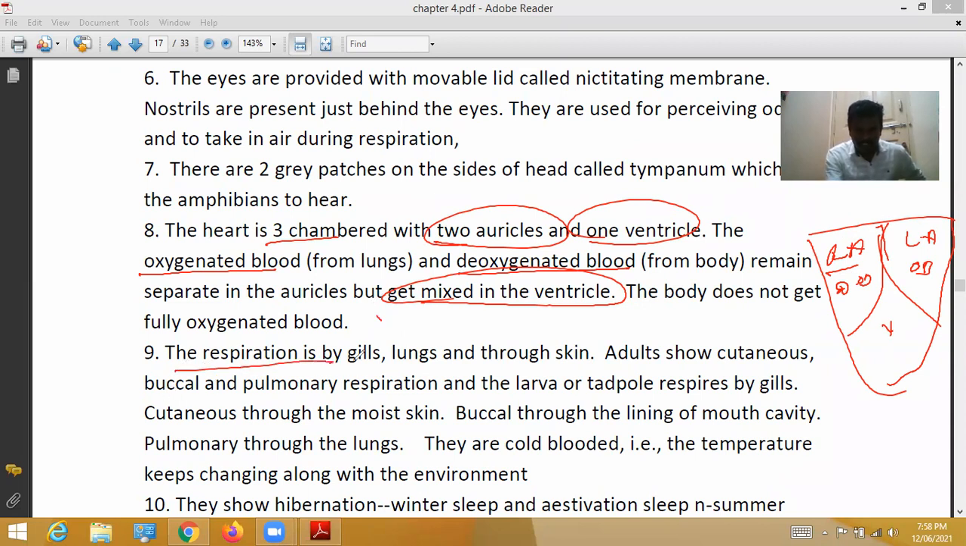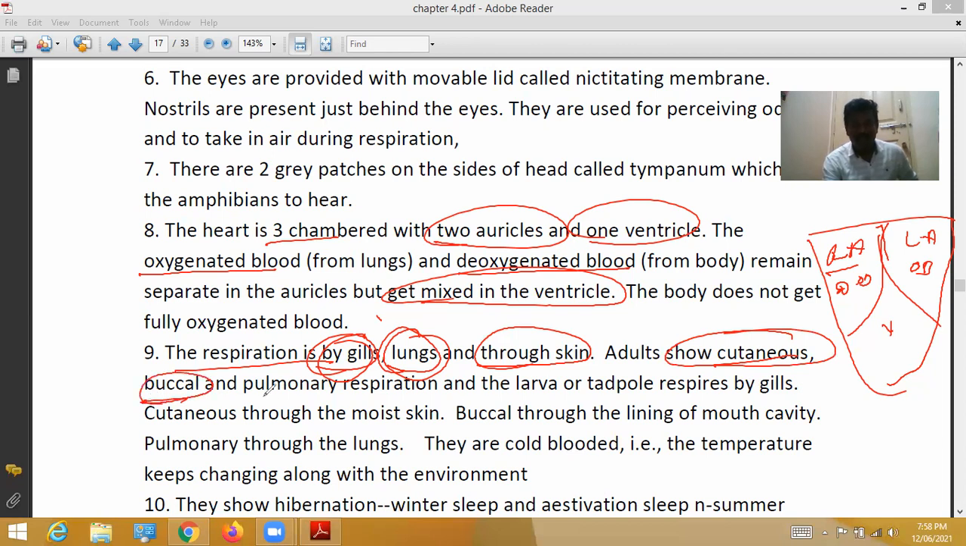Respiration generally takes place by the gills. The tadpole larva of a frog respires through gills. The terrestrial frog respires through lungs. If unfavorable conditions are present, the frog respires through lungs. If sufficient water is available, it can respire through skin. Adults show cutaneous respiration, that is, adult frogs respire through the skin. That kind of respiration is called cutaneous respiration.